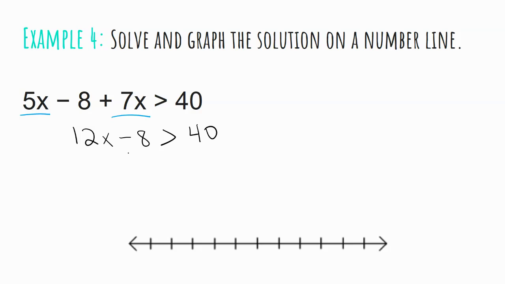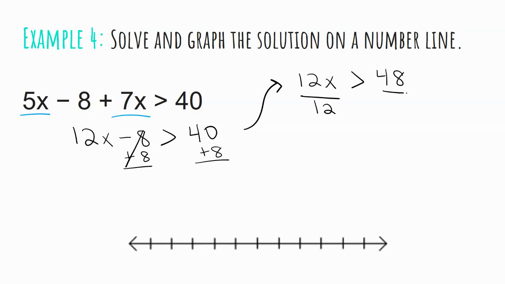So once again, I'm going to add 8 to both sides. These are going to cancel. I'm going to move this up here so I don't run out of room. Then what I have left is 12x is greater than 48. Now to undo multiplication, I need to divide both sides by 12. The 12 will cancel. And then I'm going to be left with x is greater than 4. Now again, notice I didn't flip the sign because I divided by a positive number, not a negative.